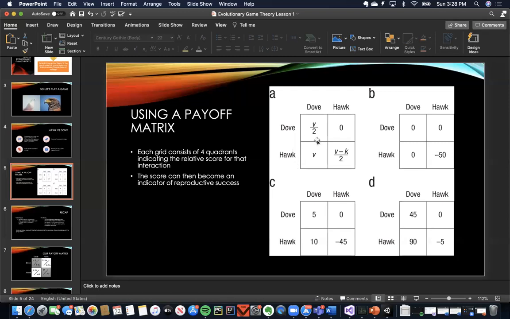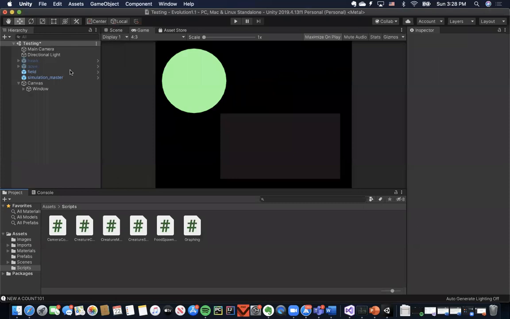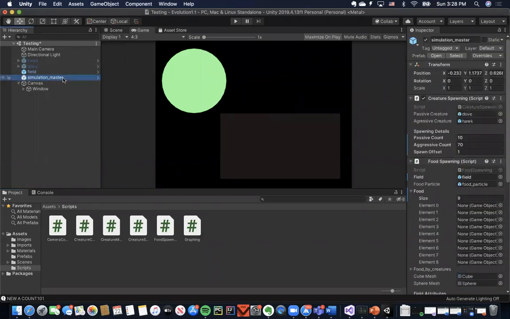And lastly, I should mention, I think I mentioned this, but the score in each quadrant is also an indicator of reproductive success, whether that trait or strategy is going to carry over to the next generation. So that's why the higher the score, the better. So let's move on to a simulation. I'm going to first describe what composes the simulation before we actually start it.